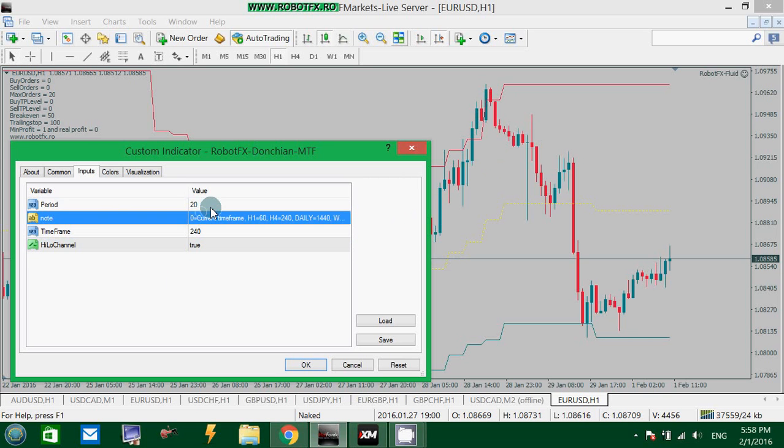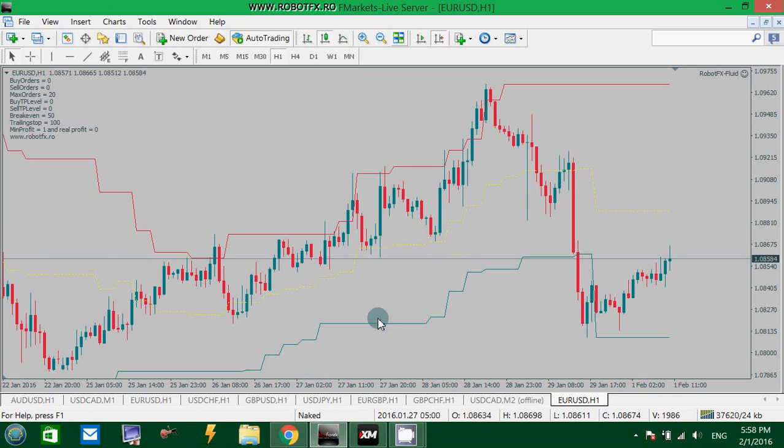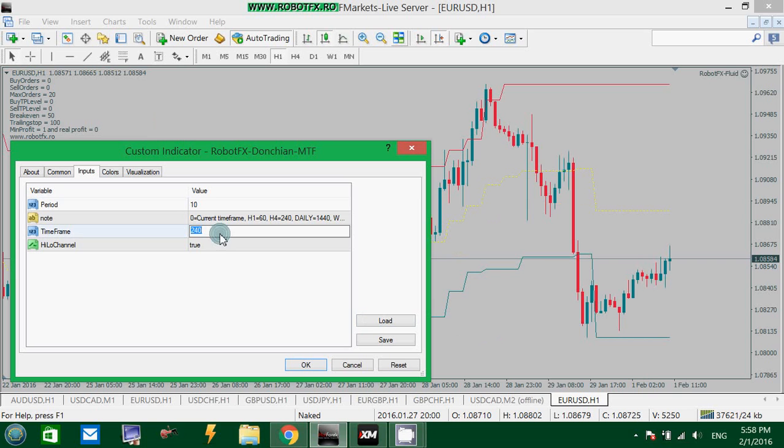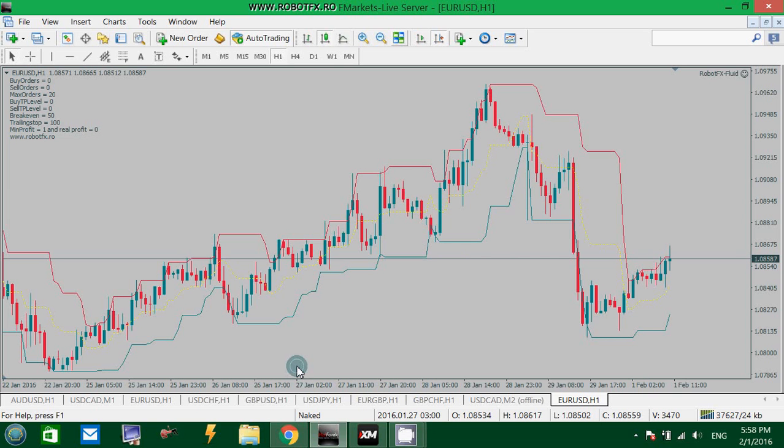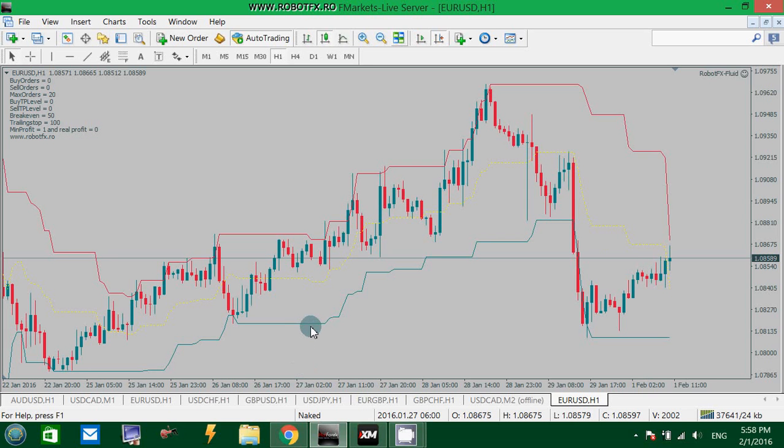Period is the period of the Dungeon Channel measured in bars. Set this to a smaller or a higher number for the Dungeon Channel to be more precise or not. Set this to a smaller number, like 10, and the Dungeon Channel gets squeezed a little. The bigger the number of bars, the wider the channel gets, and it gives you more space to set your stop loss and your take profit.